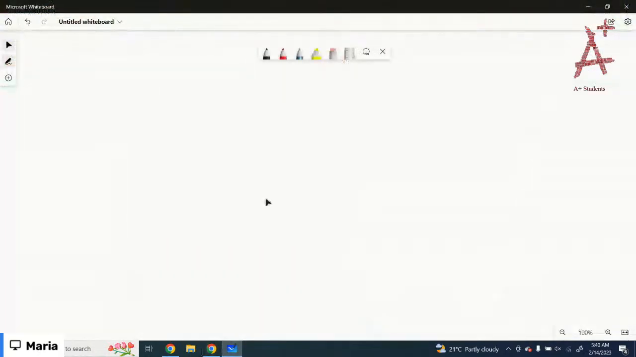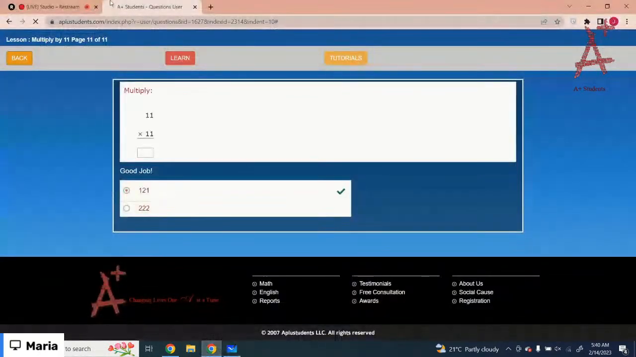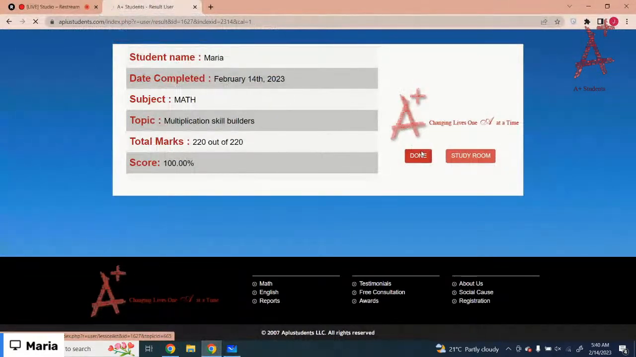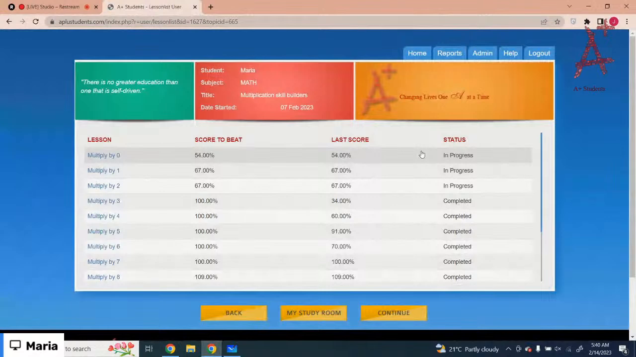Okay, we're working on grade 2 maths. Sorry, we're working on grade 3 maths. And the lesson we're working on is multiplication skill builders. And the lessons we have covered today are multiply by 6, multiply by 7, multiply by 8, multiply by 9, multiply by 10, and multiply by 11.